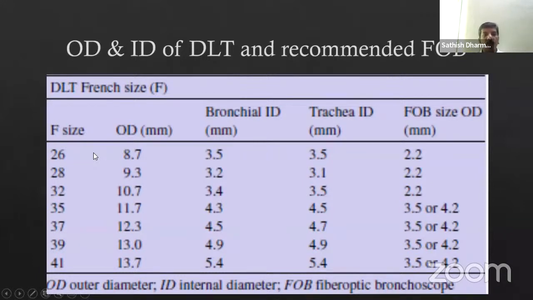Because nowadays it is a standard of practice to confirm the position with a fiber optic bronchoscope, and you should know what size bronchoscope you can use when you use a particular size of DLT. Up to 32, a 2.2 fiber optic bronchoscope can be used, and for more than 32 French, up to 41 French, you can use a 3.5 or 4.2 size fiber optic bronchoscope to confirm the position.